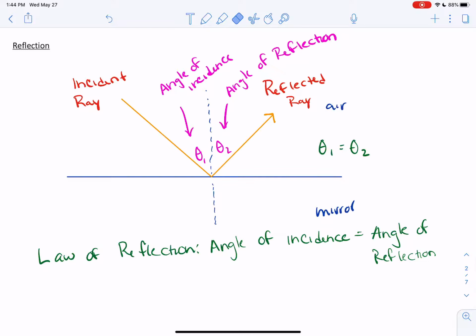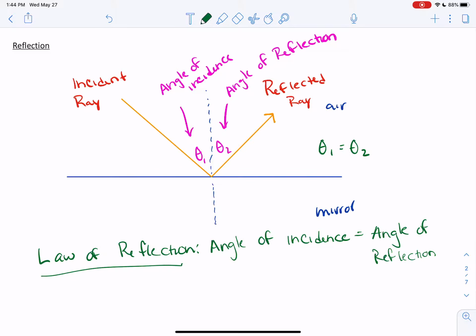So whenever you have a ray of light that is reflected off of a barrier like a mirror, you're going to have the incident ray coming in towards the mirror, the reflected ray coming out of the mirror. And if you draw a perpendicular line down the middle of your mirror, you're going to make these two angles, the angle of incidence and the angle of reflection. What the law of reflection states is that these two angles are always going to be the same. So this is going to help us in the future solve some problems about mirrors.